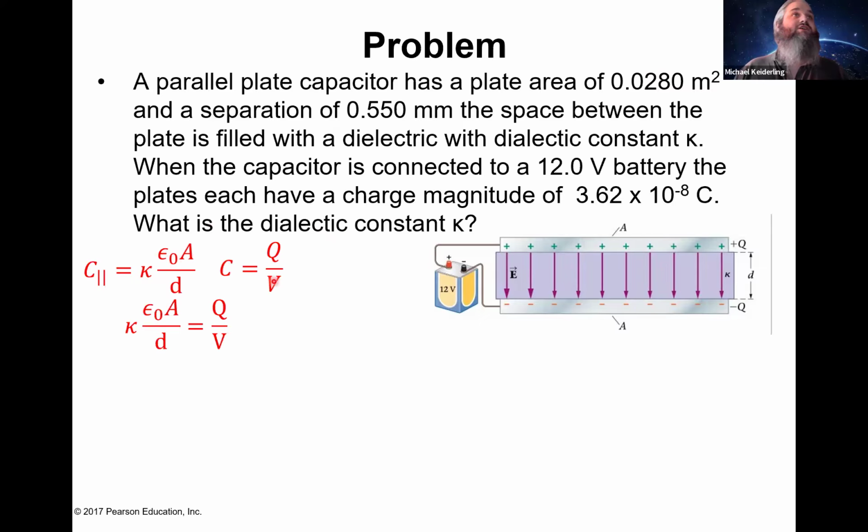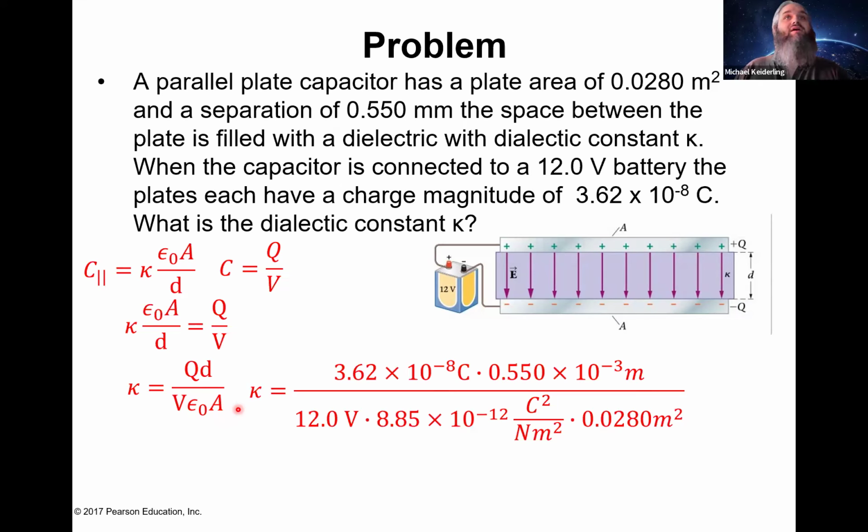Capacitance is charge over voltage. So kappa times epsilon naught area over separation equals charge over voltage. So kappa is going to be charge times separation over voltage times epsilon naught times area. And now we can plug all these numbers in.